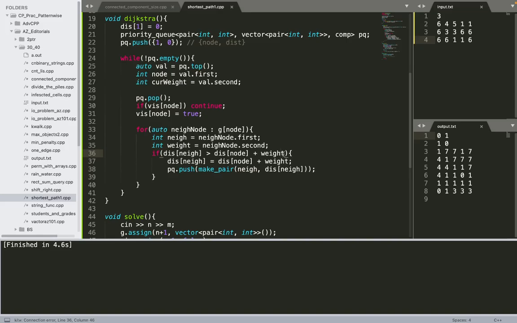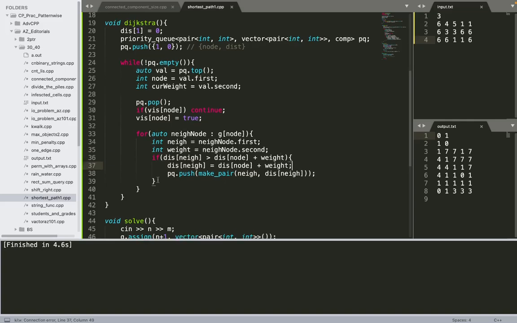We push it to the priority queue. And when all of them are processed correctly, it will essentially tell us the shortest distance from source 1 to every other node. So that's essentially the solution to this problem.